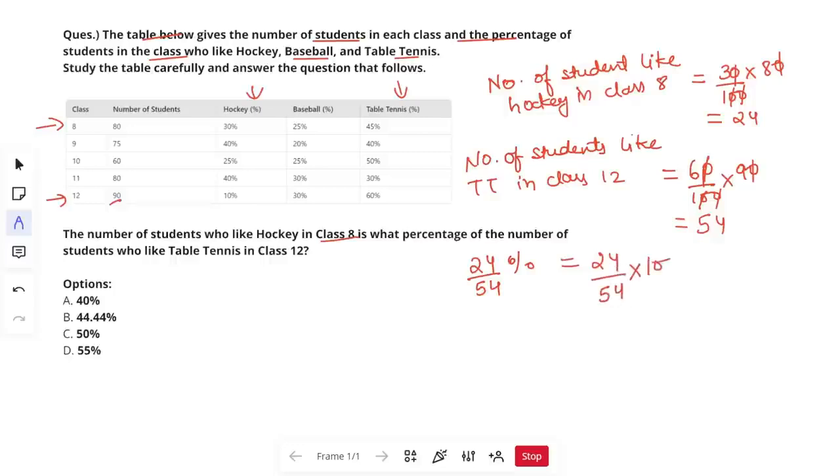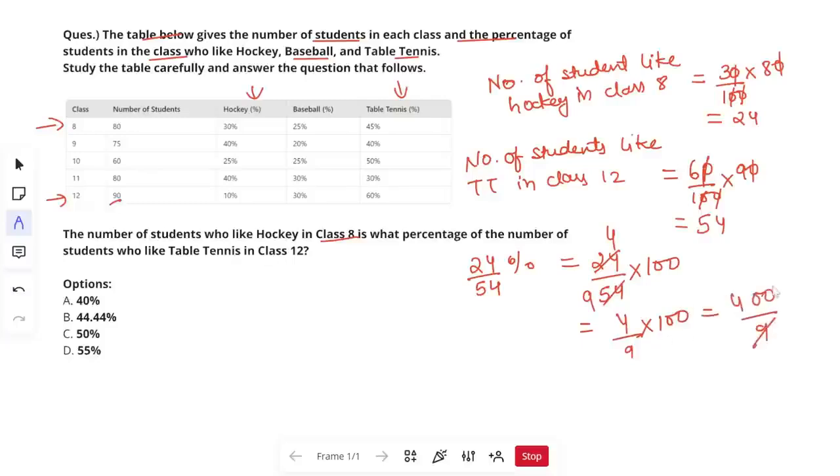54 into 100, simple. Now what we will do is try to cut it off. So we will cut with 6: 6 4s are 24, 6 9s are 54. So 4 by 9 into 100, right? So if you divide it further, it will be 400 divided by 9.